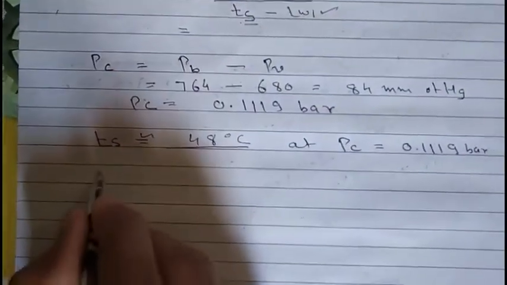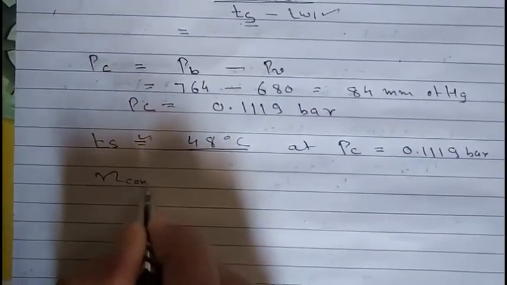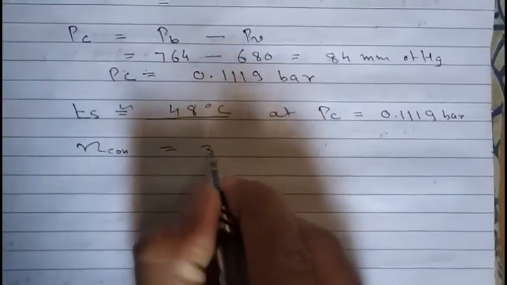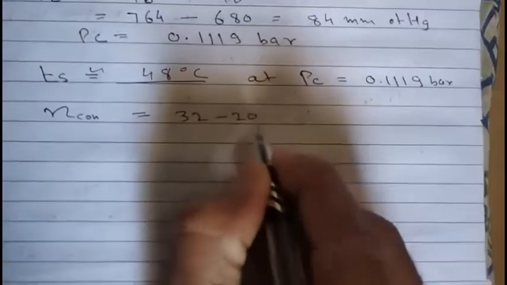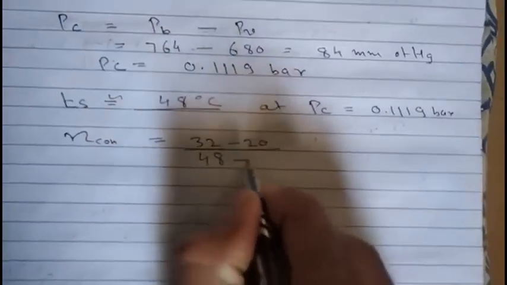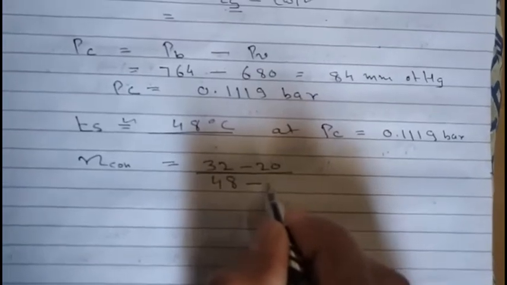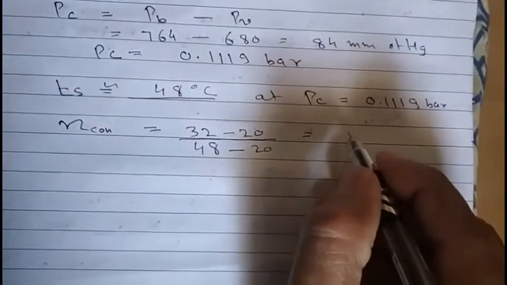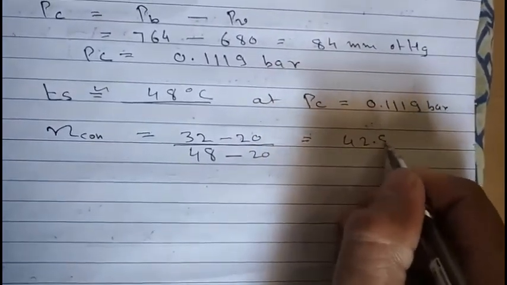So just put the value inside the formula. Condenser efficiency equals TW2 minus TW1. So TW2, 32, is given, TW1, 20, is given, saturation temperature 48 that we calculated, minus TW1 which is 20. If you do the calculation, it comes out to be 42.86.